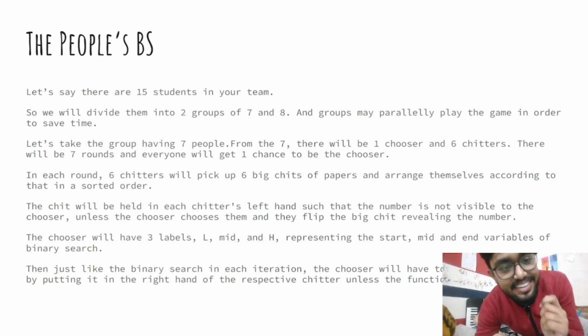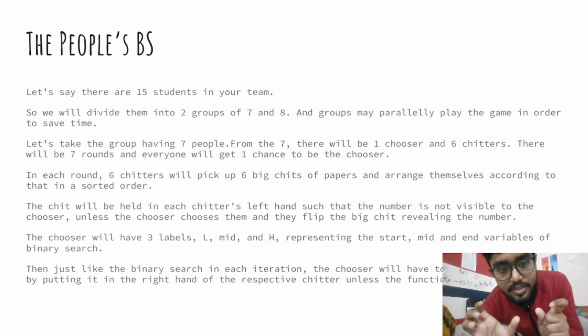Anyways, let's say there are 15 students in your team. So we will divide them into two groups of 7 and 8. The groups may play the game in parallel in order to save time. Now let's see what happens of the time, because we don't know the exact dates and everything. So let's take the group having 7 people, for example. From the 7, there will be 1 chooser and 6 jitters.